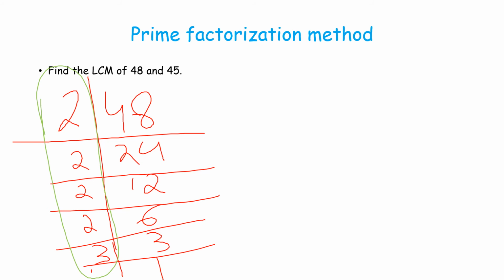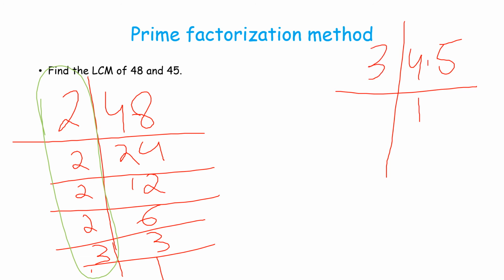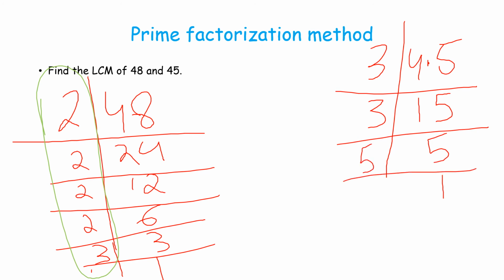Now let's find the prime factors of 45. It cannot be divided by 2 because it is not an even number. It can be done with 3. 3 1s are 3, and 3 5s are 15, and 5 1s are 5. So these are the prime factors of 45. Now we have got all the prime factors of 48 and 45.